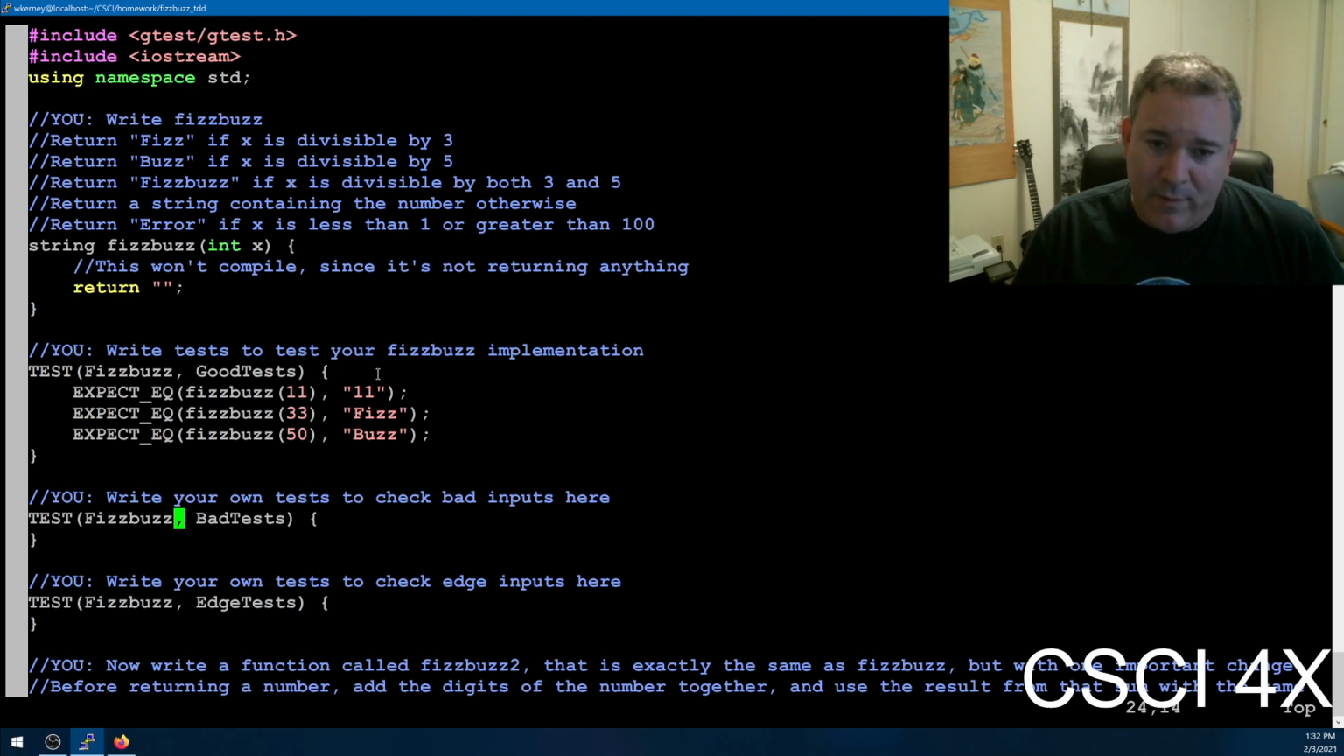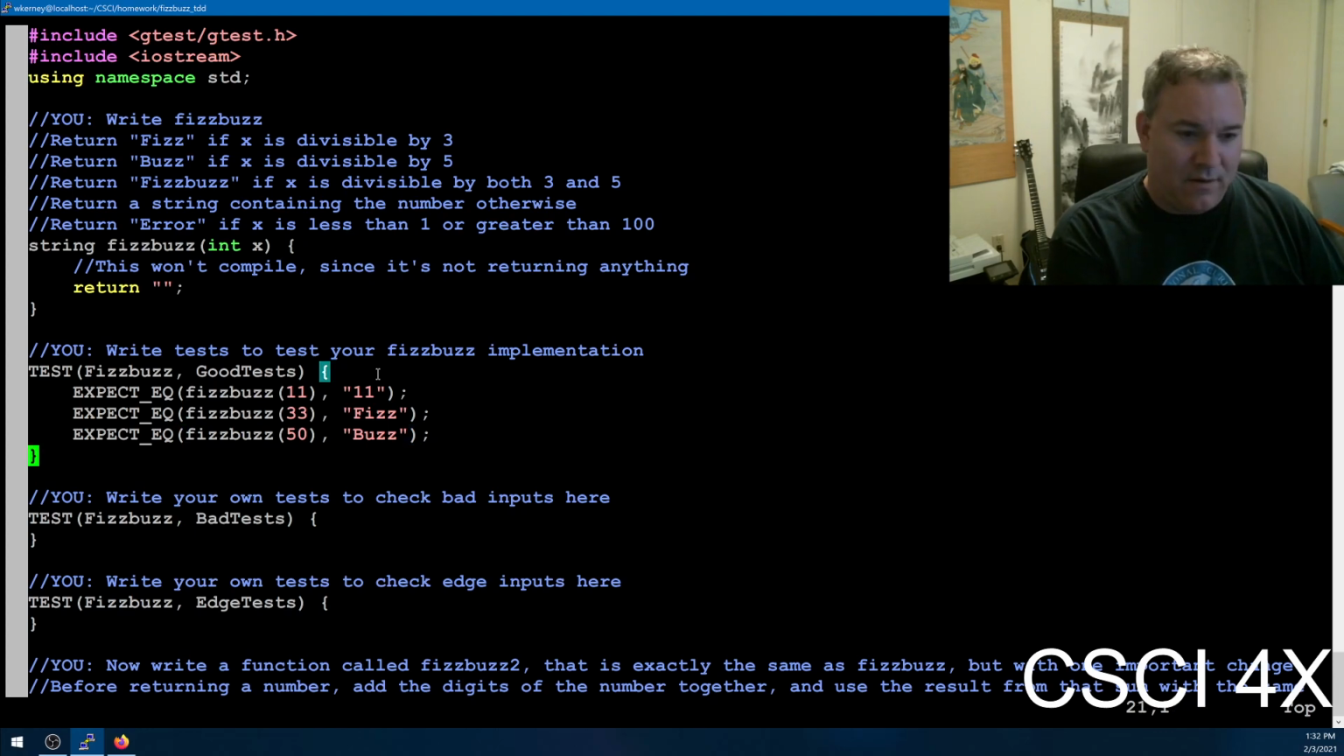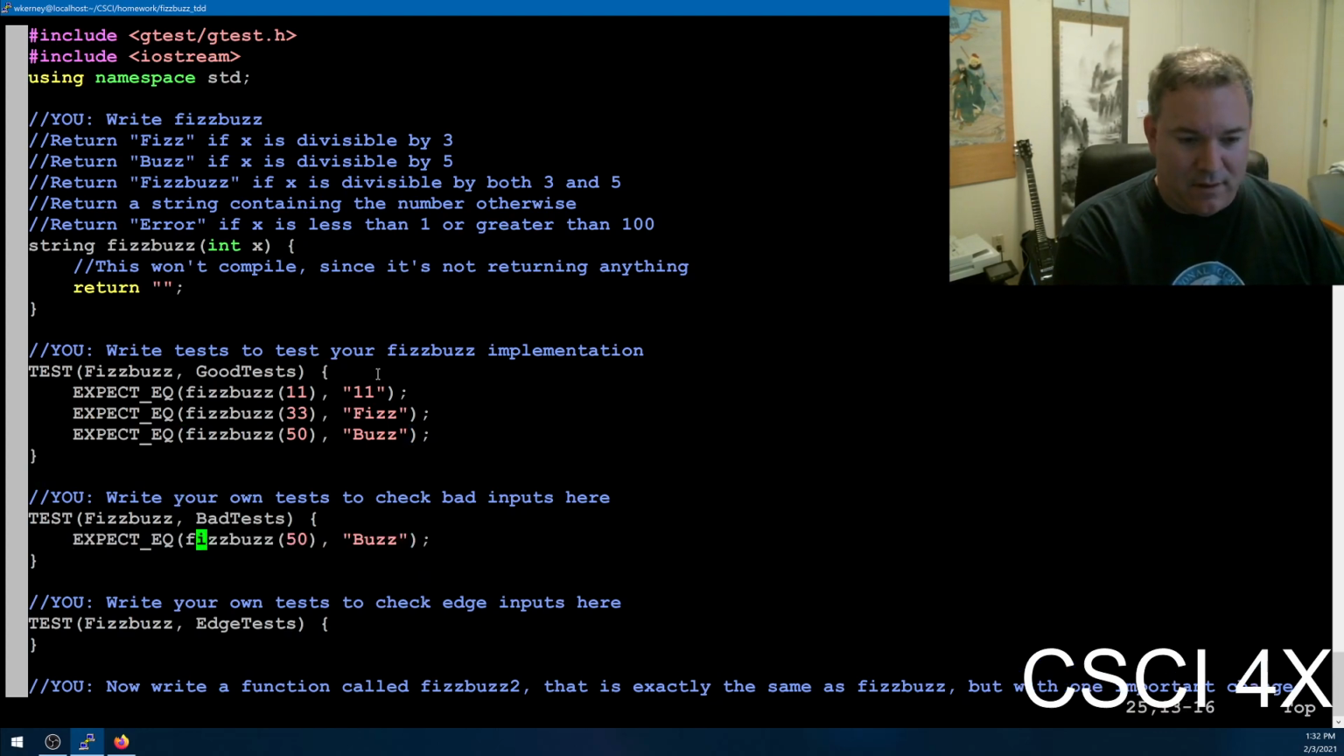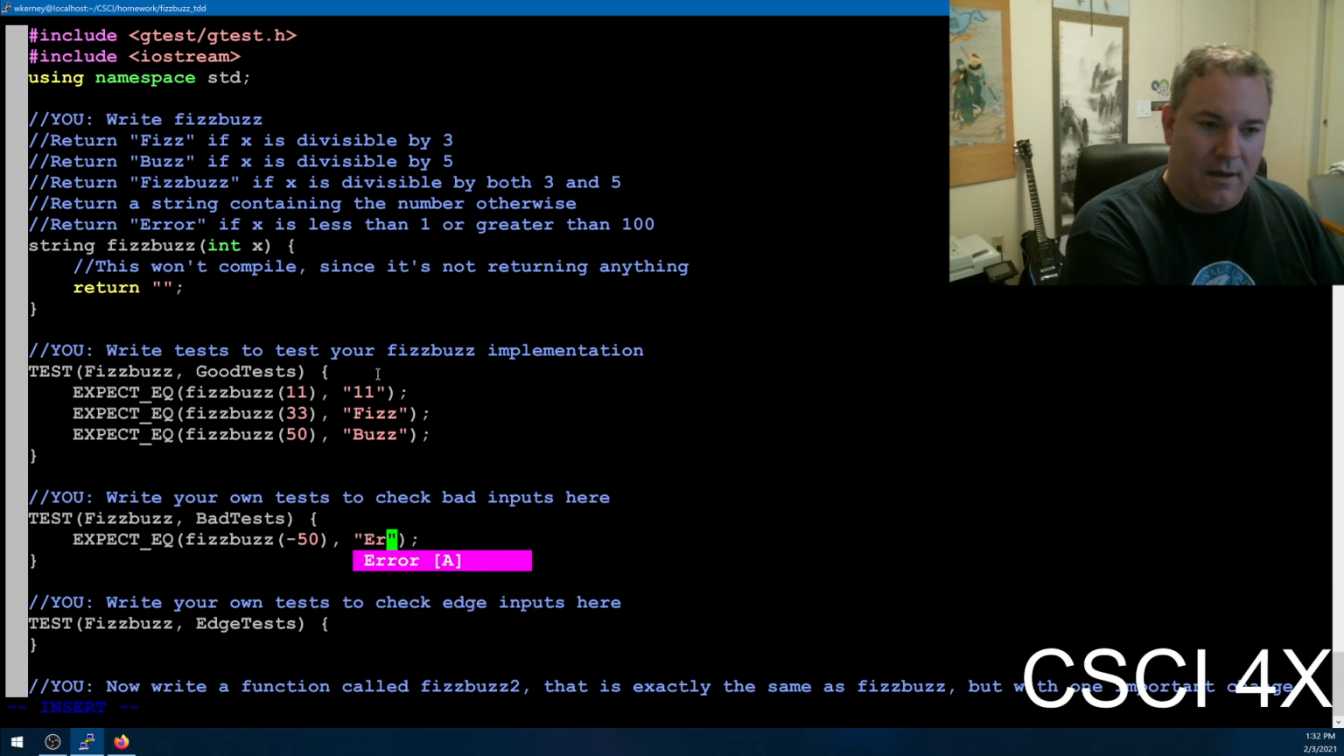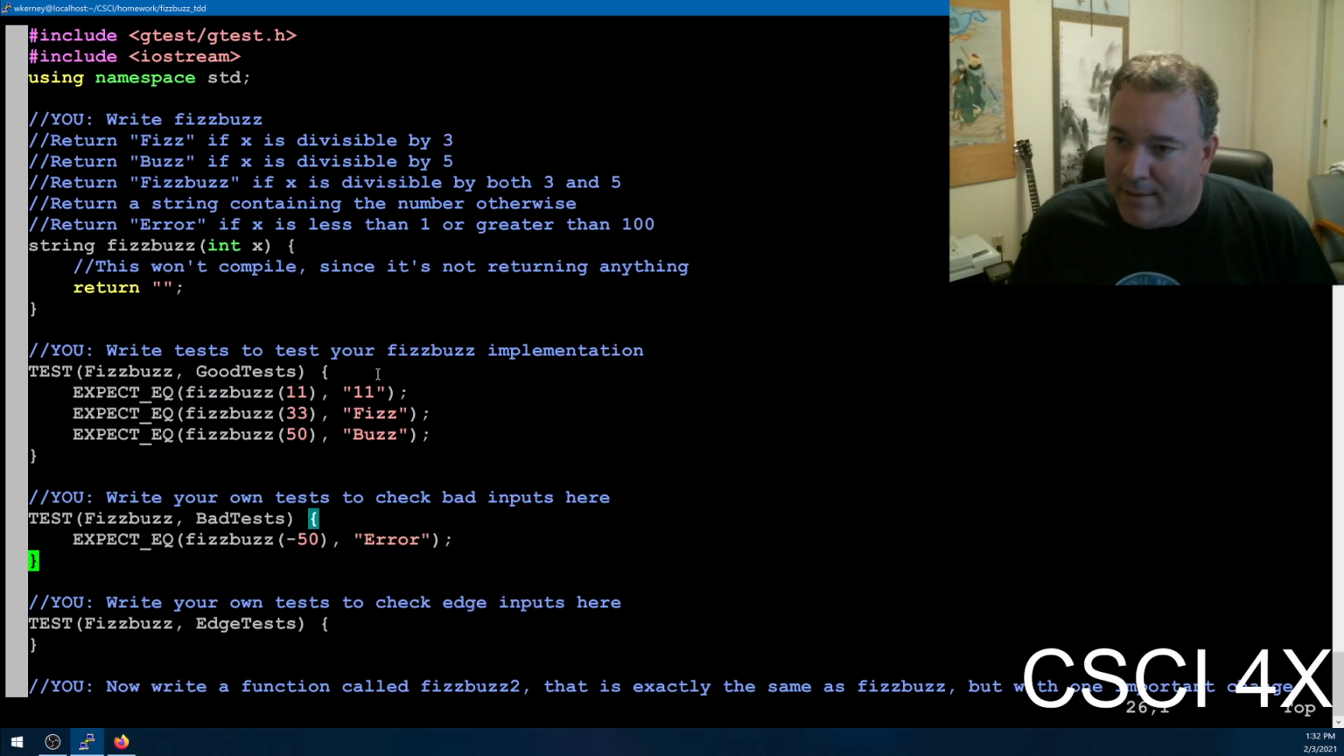So what does that mean? What is a bad test? Well, fizzbuzz takes a number between 1 and 100. So you might do something like expect the result of negative 50 to be an error. So make sure you're handling all the error test cases.